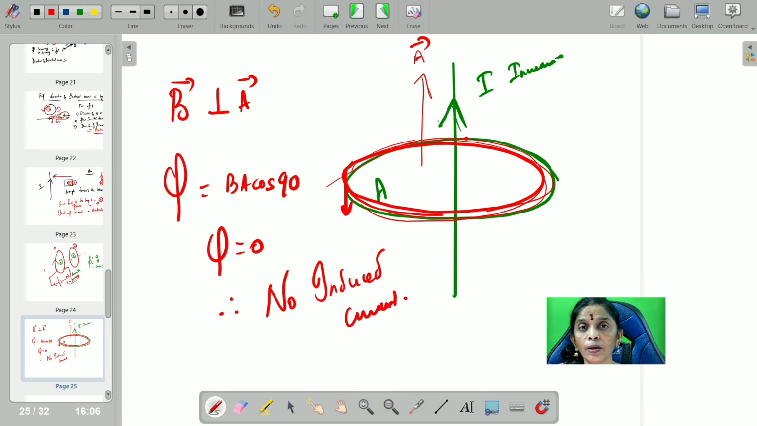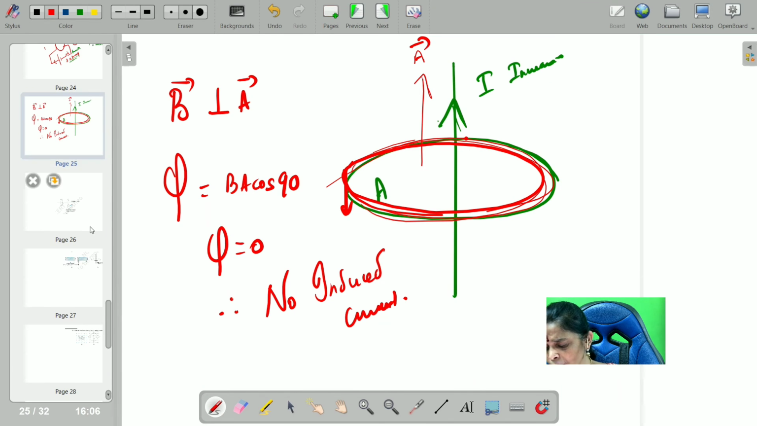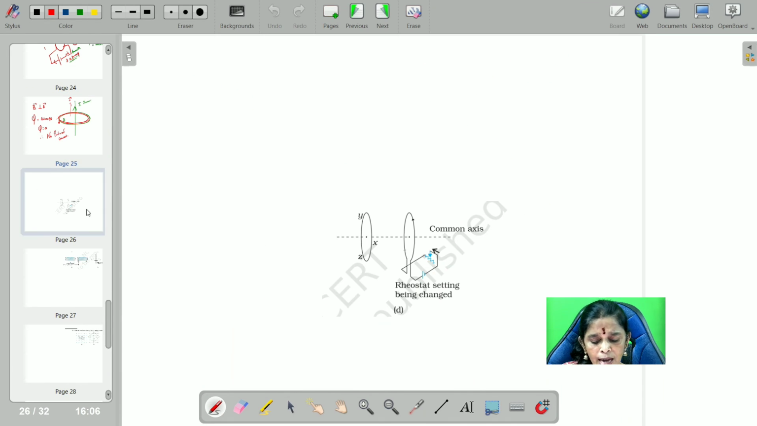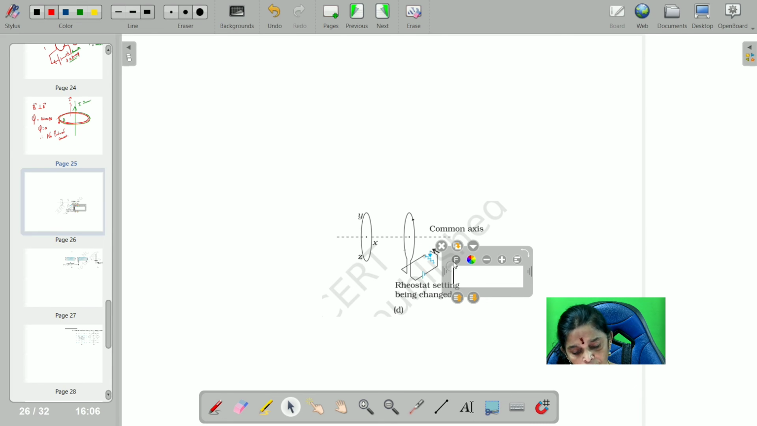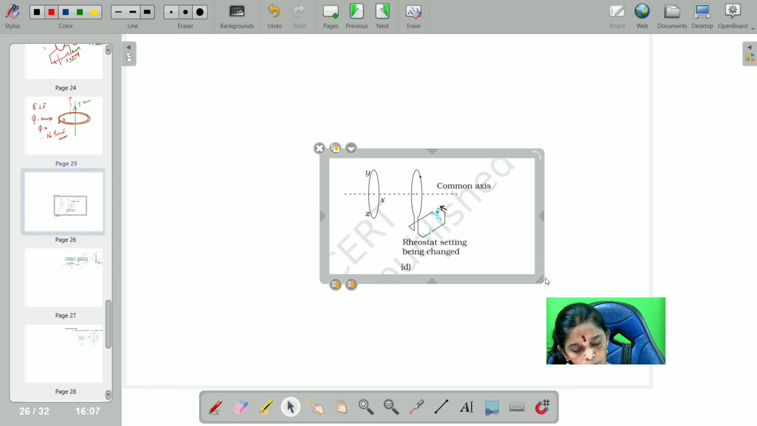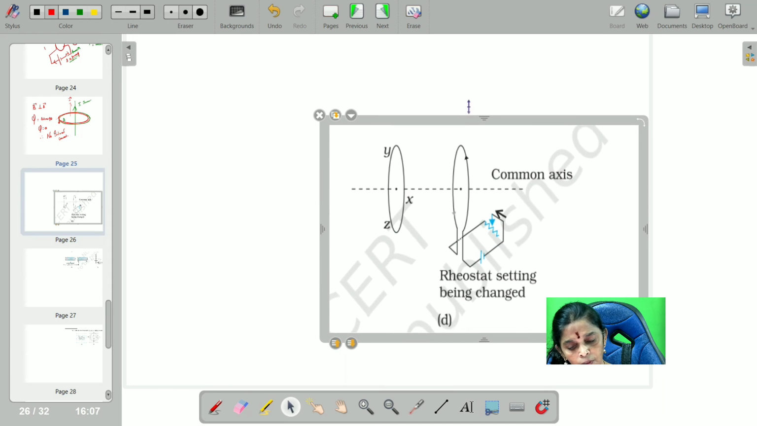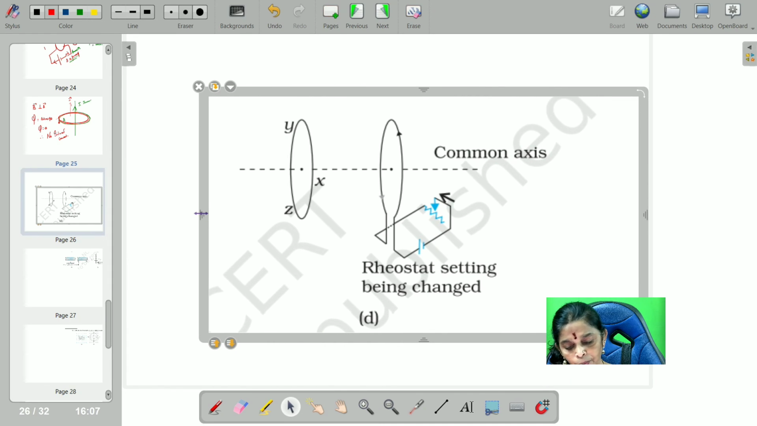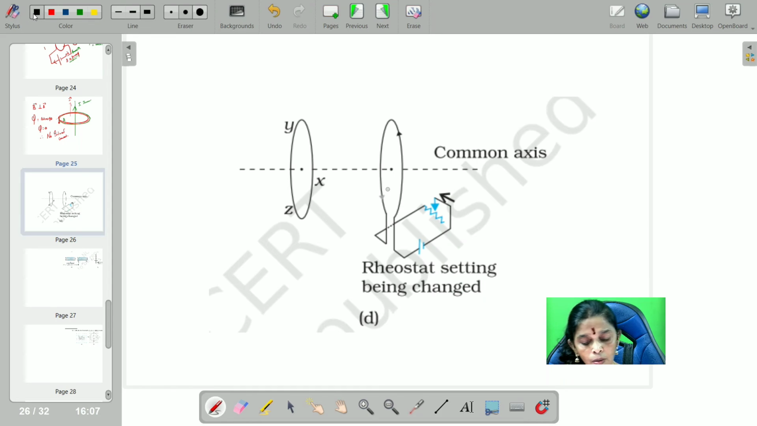Do you get it, children? That is all very easy. Now, you tell me what is this direction? This is slightly different. Can you check here, slightly different? Let me enlarge. You can check here.